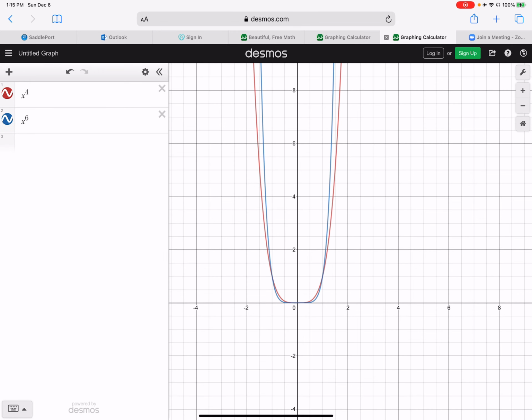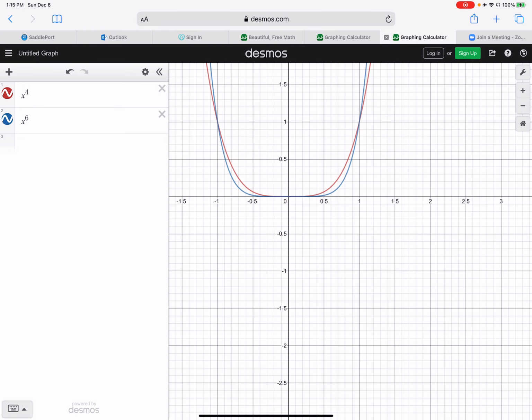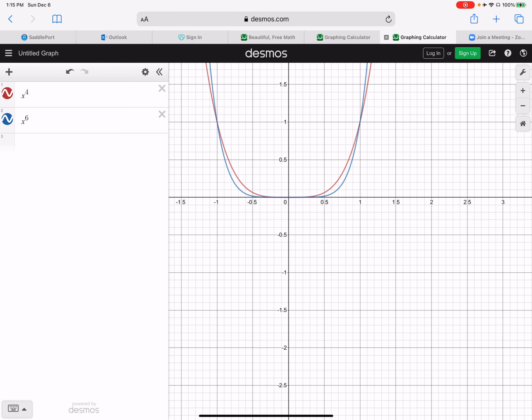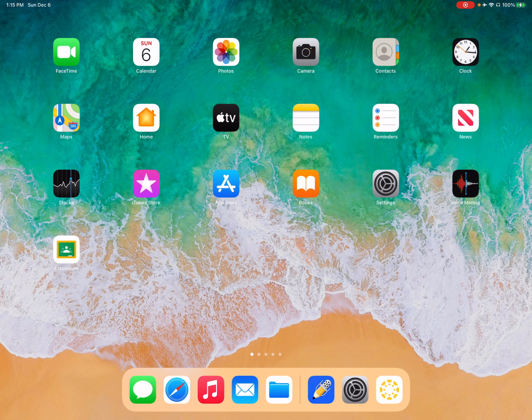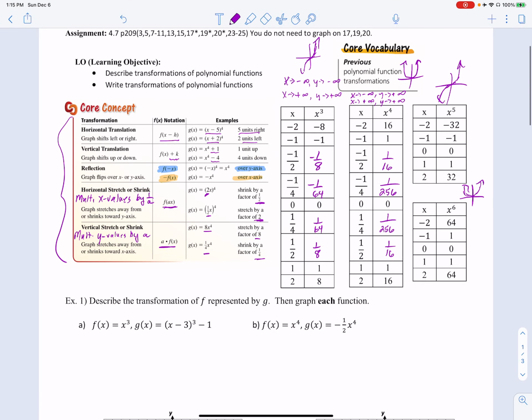x to the sixth is going to go up faster for values of x greater than 1 or less than -1, because it's to the sixth power. But for values between -1 and 1, since you have fractions, x to the sixth actually stays closer to the x-axis than does x to the fourth. Just interesting to see that those functions change which function's on top versus which one's on the bottom according to the value of x. So back to the notes here.